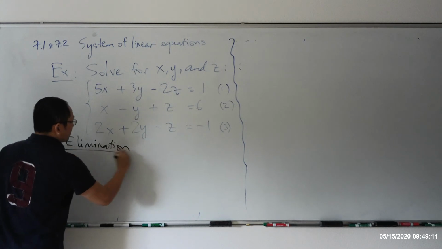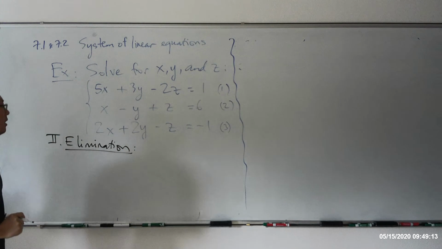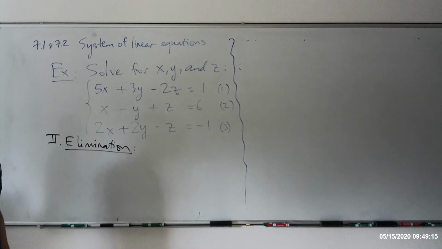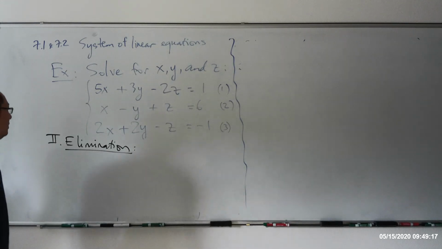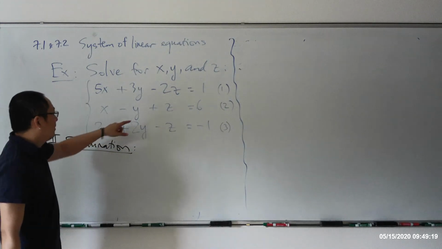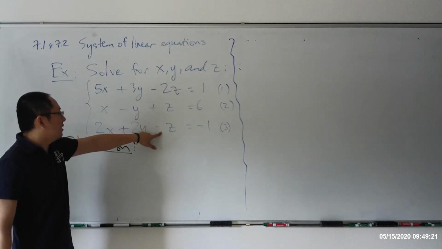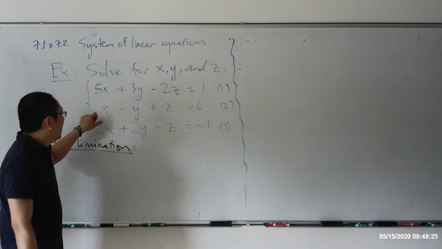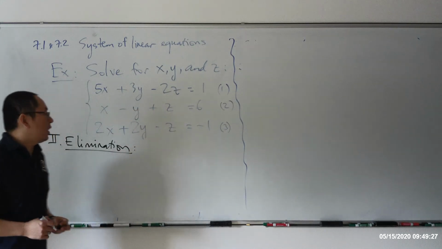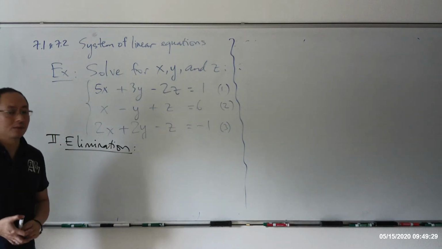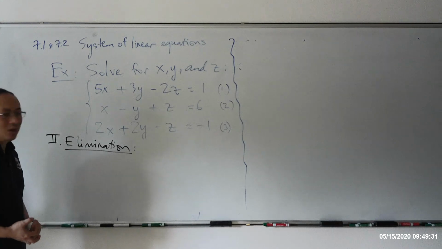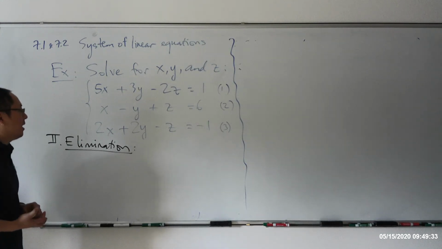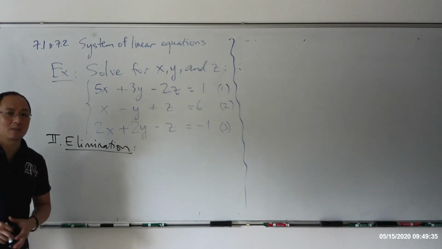Now you have to ask yourself, which variable do you want to eliminate, x or y or z? In this example, I'm going to eliminate z because I'm looking at equation 2 and equation 3 right here. I got plus z and minus z. I don't need to multiply anything. All I have to do is add the 2 equations together and the z just disappears. You can choose any pair of equations you like. You can eliminate any variable you like.